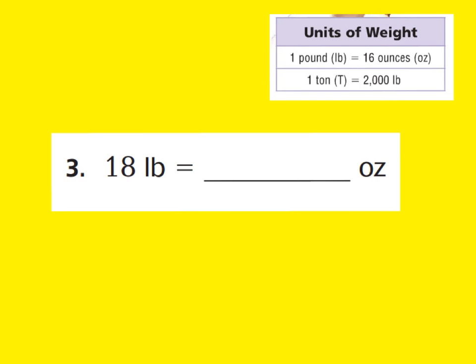Now for question number 3, we're going to convert pounds to ounces. So let's look at our chart. If I know the value of 1 pound is 16 ounces, then what would be the value of 18 pounds? Remember, when you go from a large unit to a small unit, you're going to multiply because you'll have more of these. So we're going to do the question of 18 times 16. Go ahead and press pause now, and let's see if our answers match when you press play.